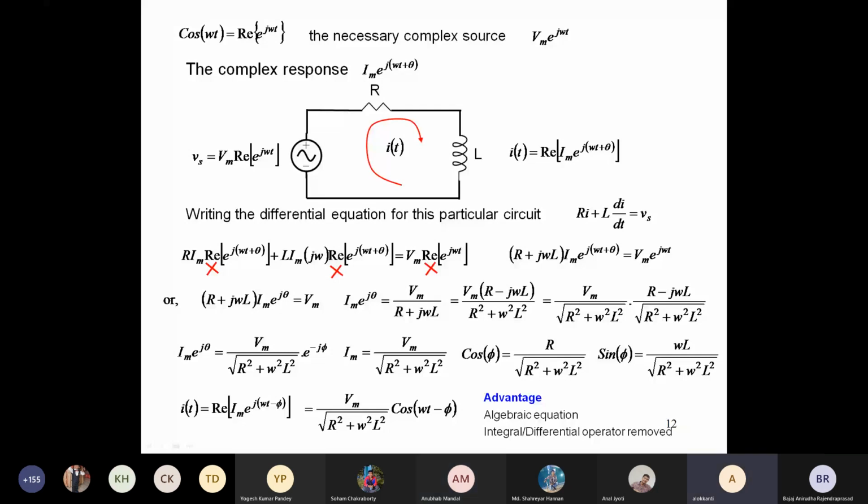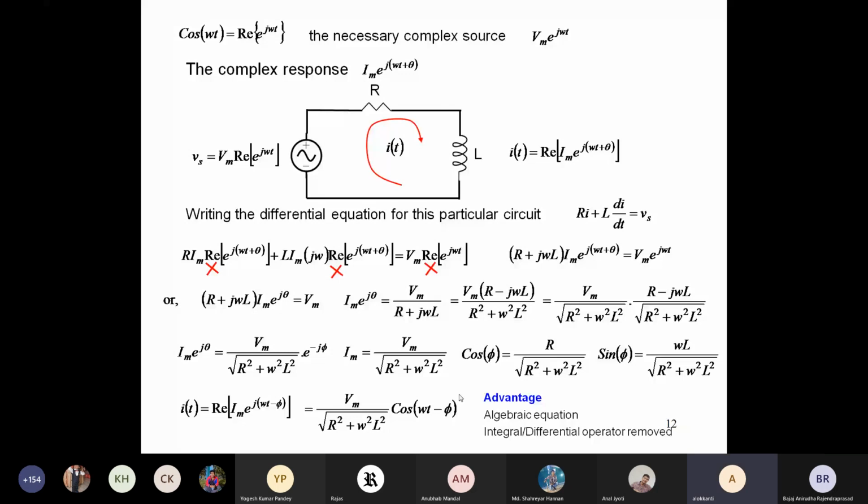So you see that what we are actually doing is solving this equation algebraically, writing it in this form. The advantage is we are doing it algebraically instead of directly solving a differential equation. Below the differential equation, you cancelled the real part, no? Is that a trick or a valid operation? That is a valid operation.